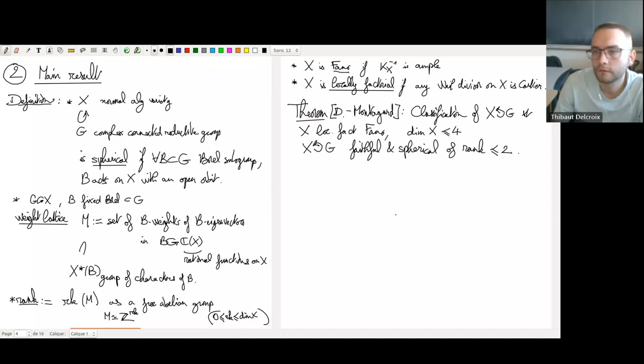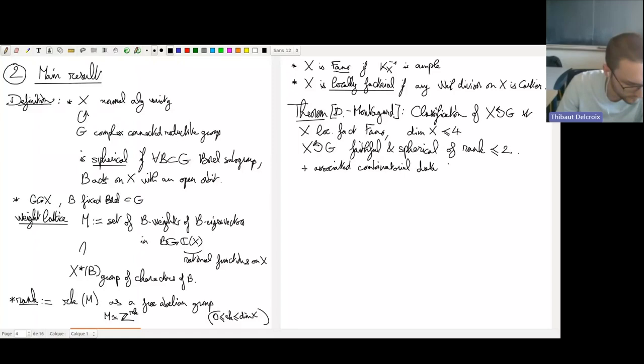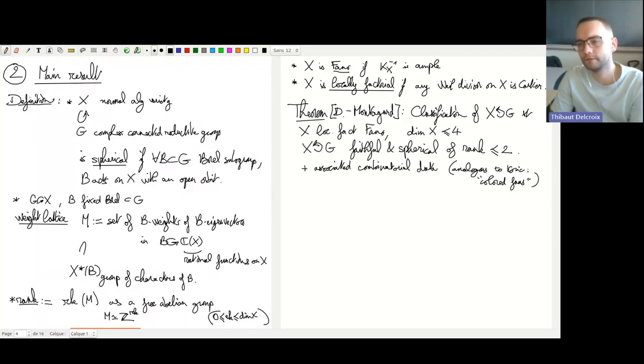So that's the main content of the paper, but together with this, and actually as a tool to achieve this, is the associated combinatorial data for each of these actions, which is something analogous to the theory of toric varieties. You have colored fans, which play the role of classical fans in the theory of toric varieties.